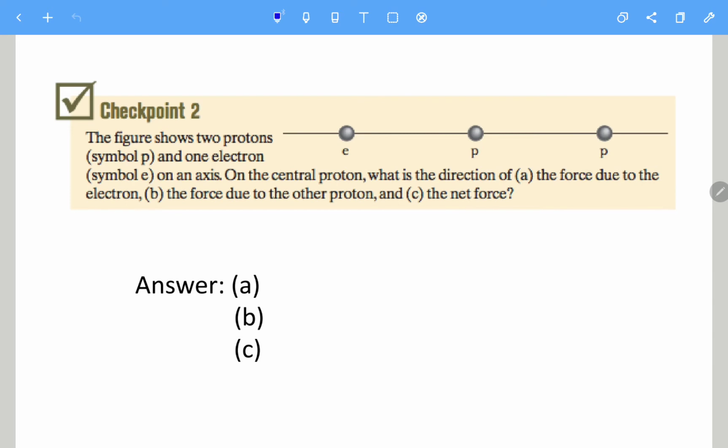Left. Because they have opposite charge, so they will attract each other.